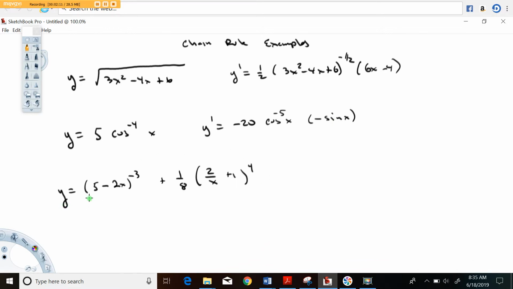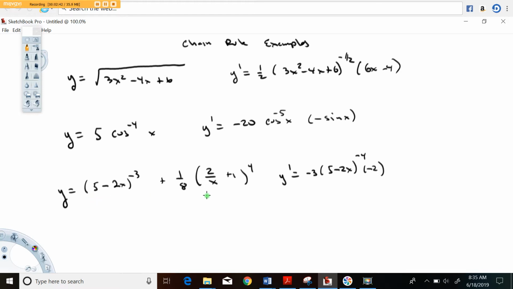All right, this example, let's see if we can get this in this line. Oops. All right, so now if we want to try to differentiate this function, let's start with this thing. The outer function is the minus 3. So for the derivative of that, we're going to bring down our power, times 5 minus 2x to the minus 4. All right, so this function has been differentiated. Now we differentiate the inside function, so that's going to be times minus 2.